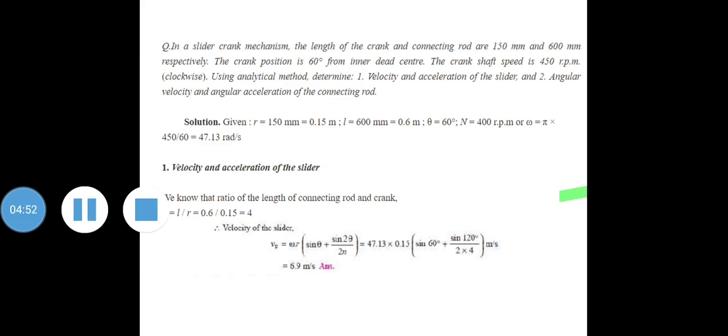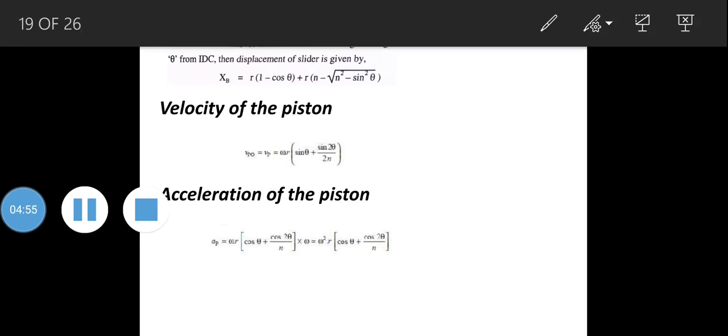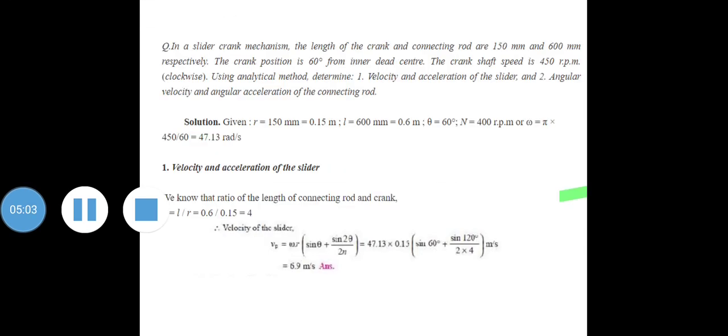As we have seen the formula, the velocity of the slider is nothing but the velocity of the piston. This is the formula we are going to use in this problem: omega r in bracket sine theta plus sine 2 theta divided by 2n. The n value is nothing but the ratio which we will obtain. When we substitute it, we will get the velocity of the slider. In the same way we will get the acceleration by utilizing the formula, and hence we can solve this very easily. Now the second part is to calculate the angular velocity and angular acceleration of the connecting rod.